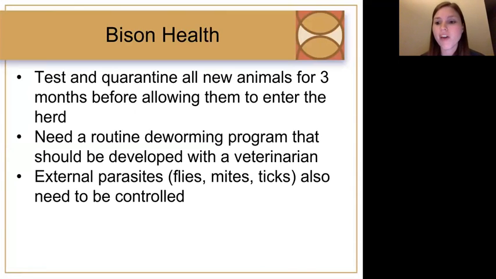That should be developed with a vet because it could depend on how much they are grazing, what the state of the pasture is, and things like that. What are the parasites that are common in this region? They may not need to be vaccinated for something that's a problem in other parts of the country. So it really just depends, and it's always good to talk to a veterinarian to develop a system. And then external parasites like fleas, flies, mites, and ticks also need to be controlled. That could be liquids or things like that, but just make sure you have a handle on that, just like you would with anything else.